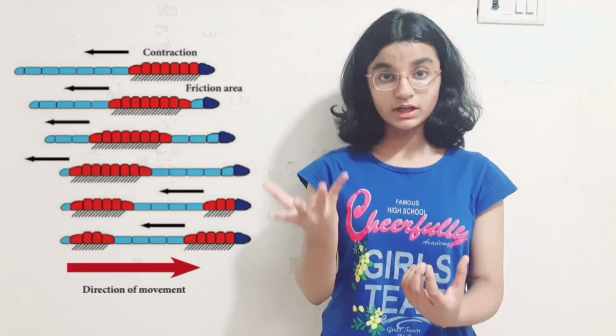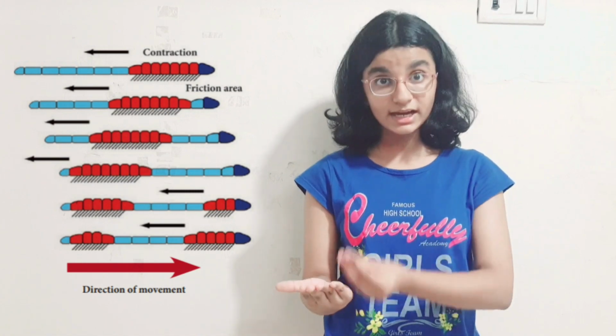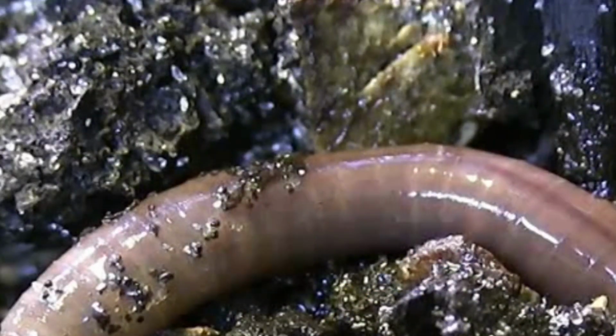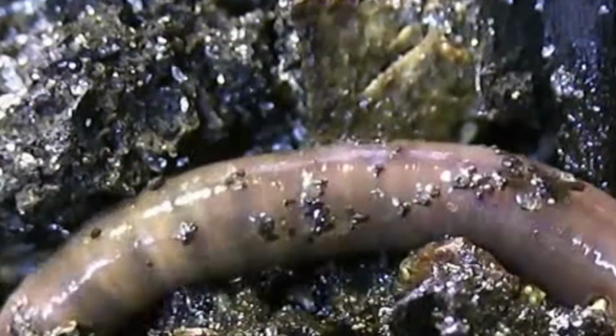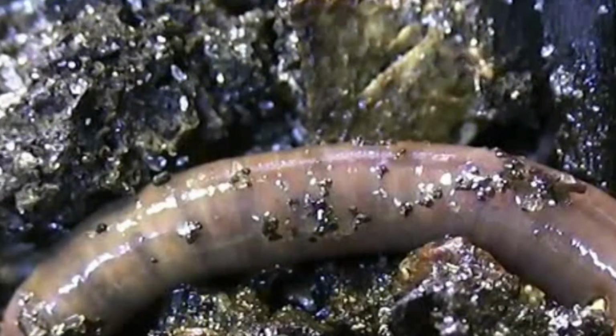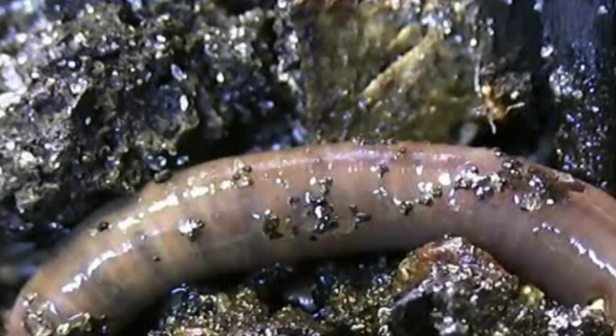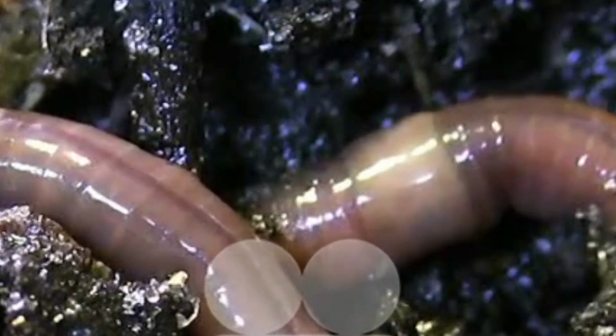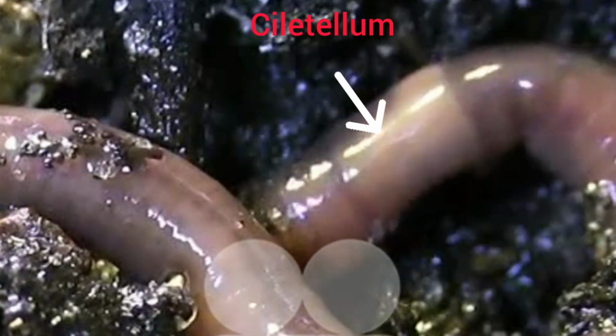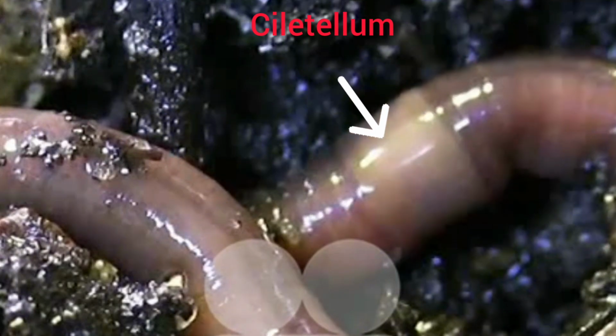Now, how exactly does an earthworm move? In order to move, the earthworm first fixes its rear end to the ground and then expands its front end. After that, it fixes the front end and pulls in the rear end. This moves the earthworm forward a little. It repeats these movements again and again in order to move forward.